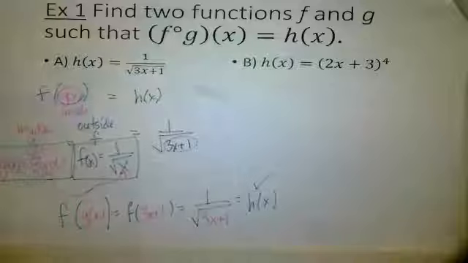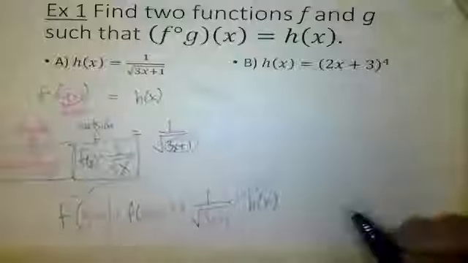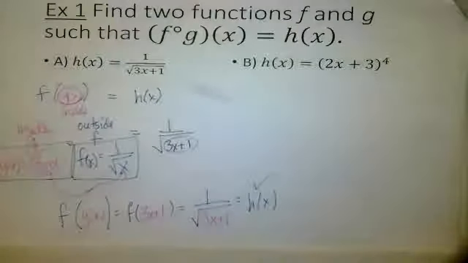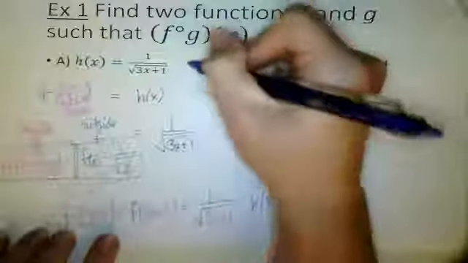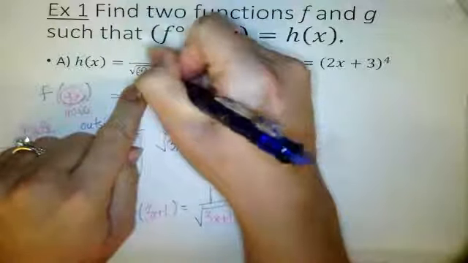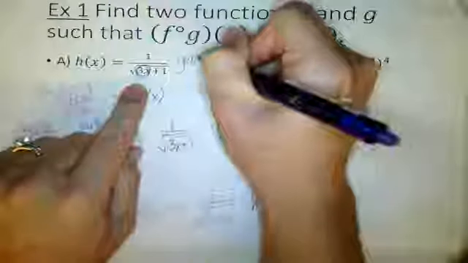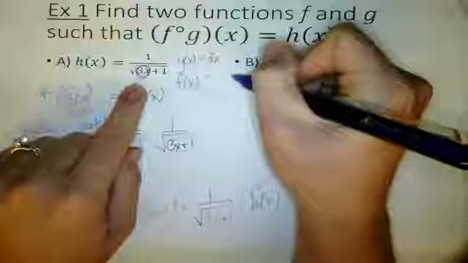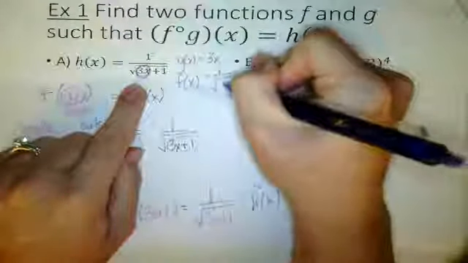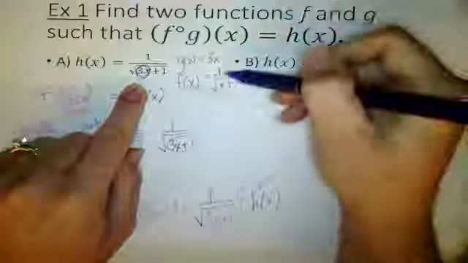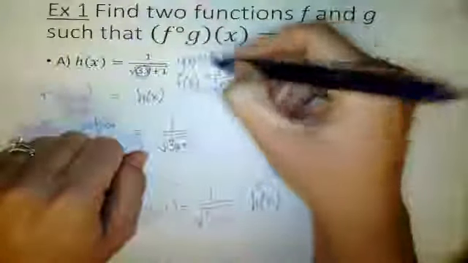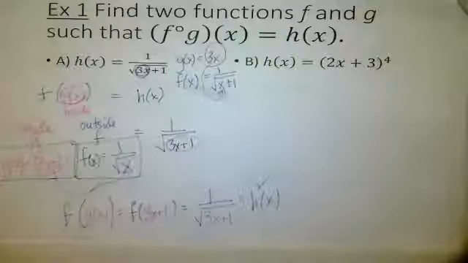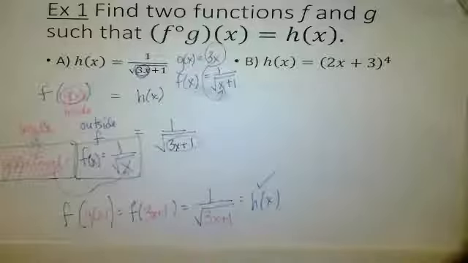Is that the only answer? No, there's lots more. You only need one of them. But could I say, hey, what if g of x is just 3x? What would I have to plug it into to get our result here? 1 over the square root of x plus 1, because this 3x would be placed in place of the x. Do you see it?